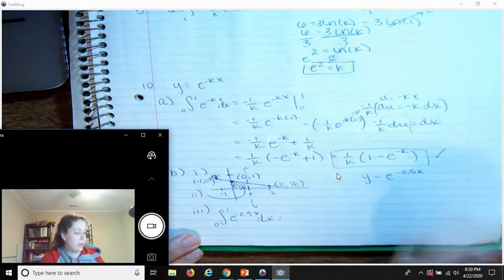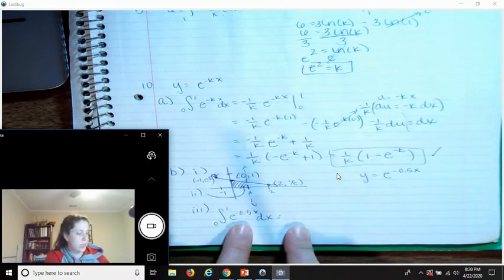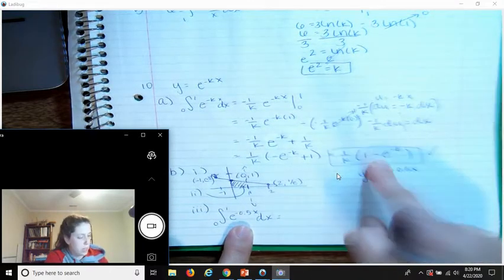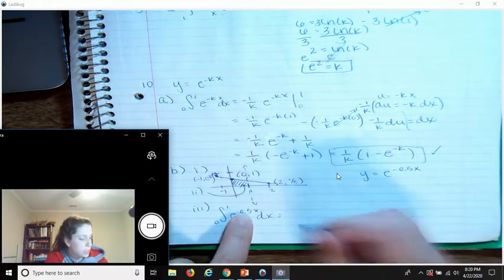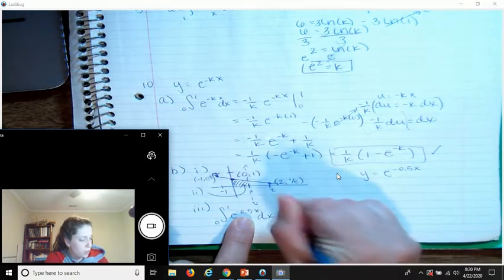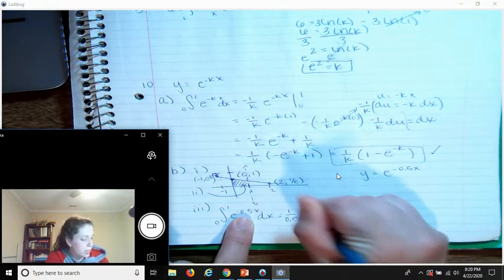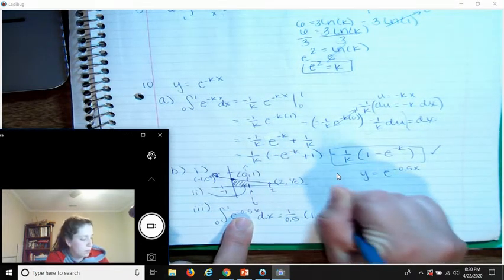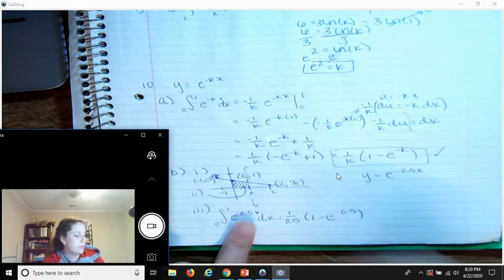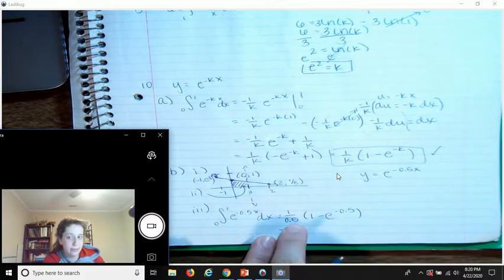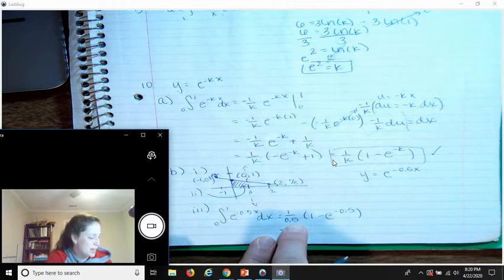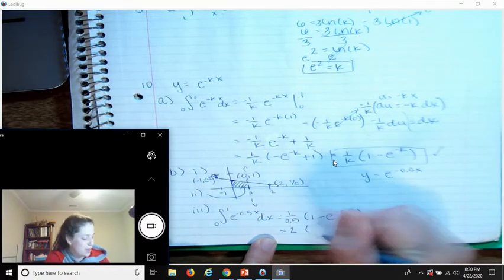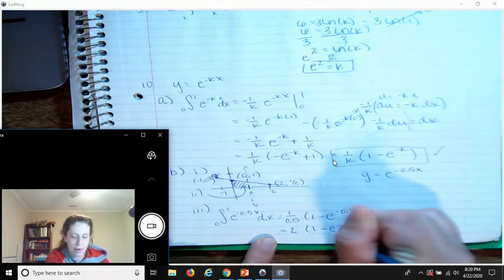From part A, we know what this integral is. We know that it's going to end up becoming this, and we know that k is 0.5. So we'll have 1 over 0.5 times 1 minus e to the negative 0.5. 1 over a half becomes 2. And then 1 minus e to the negative 0.5.